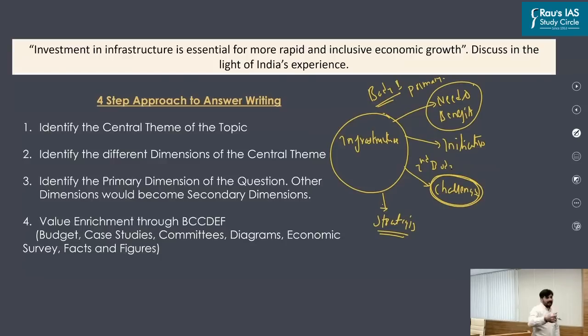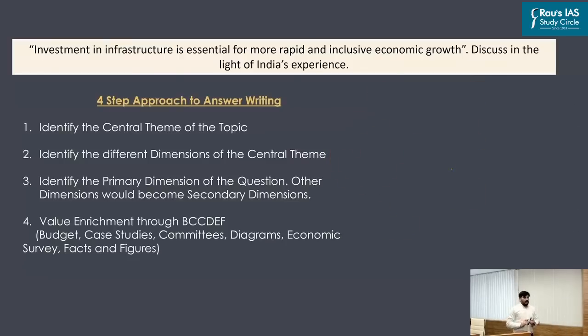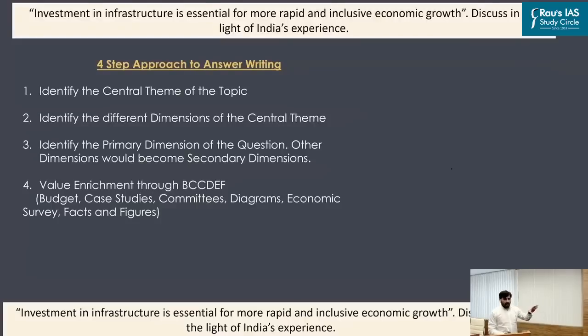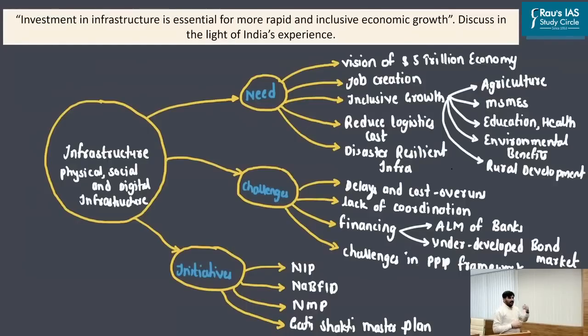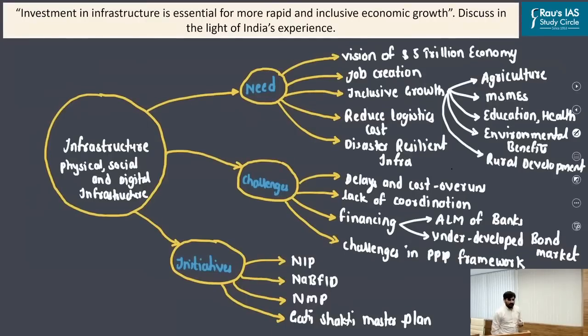So let's discuss the content of the answer. Once I discuss the content, then I will discuss the model answer or the suggested answer to this particular question. Clear? I hope you are able to see the screen now, all of you. Yes. So these are the three distinct dimensions: need, challenges, and initiatives.